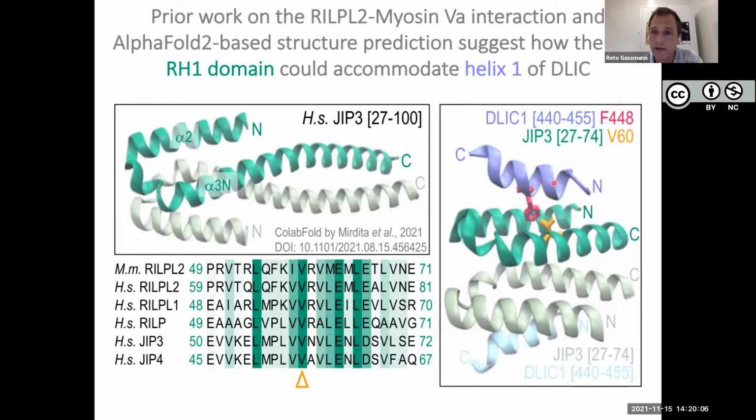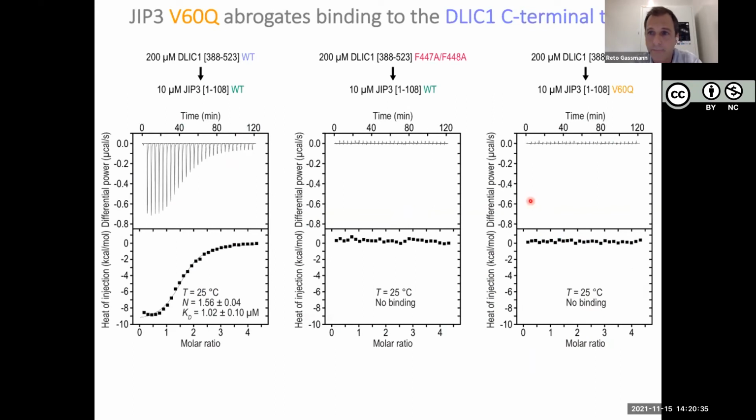So here's the helix of dynein light intermediate chain. One of the residues we're going to mutate is highlighted here, phenylalanine. And here's the critical valine in the hydrophobic pocket of JIP3 that we're going to mutate. So to test if this helix 1 of dynein light intermediate chain really uses this JIP3 hydrophobic pocket, we mutated these 2 residues. We performed ITC with purified proteins.